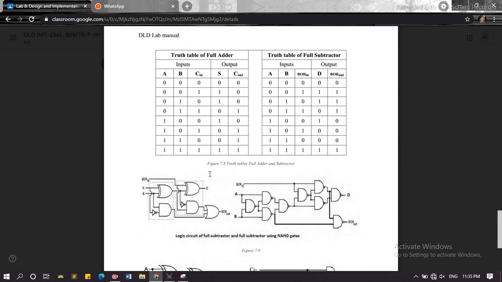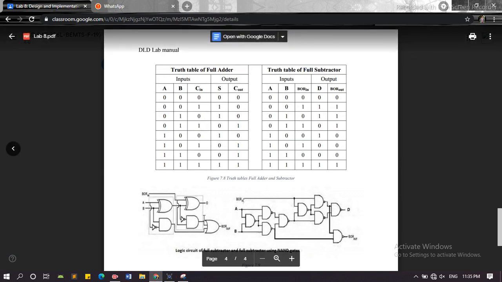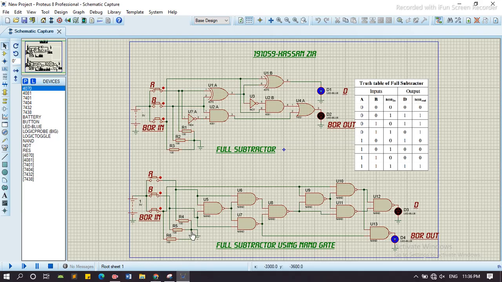Now we go to the next, the full adder. Here is a full subtractor using NAND gates and in the shorter form. And here is the truth table of the full subtractor. Now we go to Proteus. Here we draw the full subtractor in both forms. We will verify this truth table through the implementation and simulation of this. We run the simulation here.